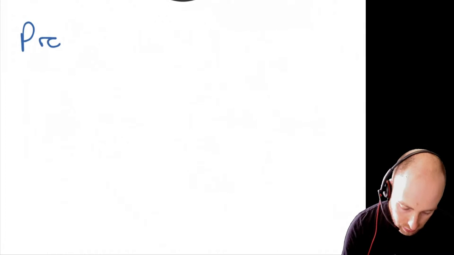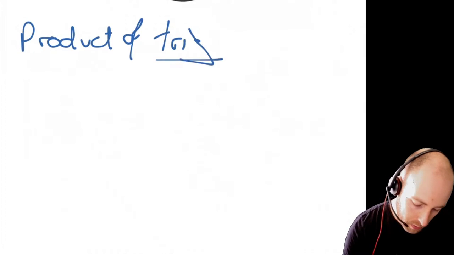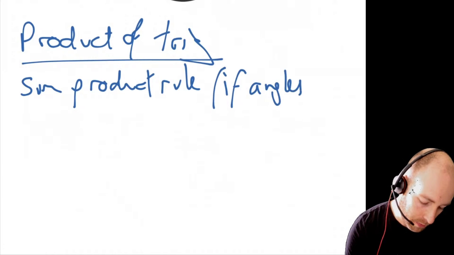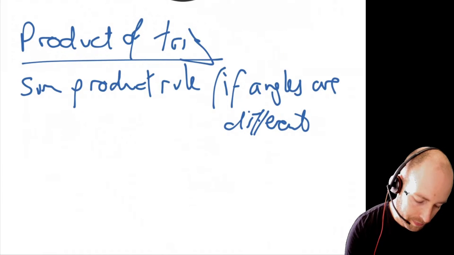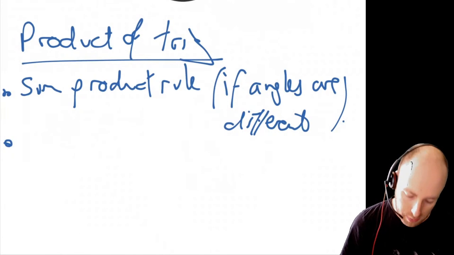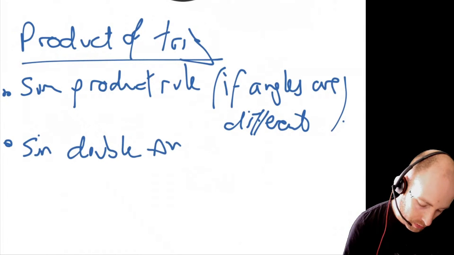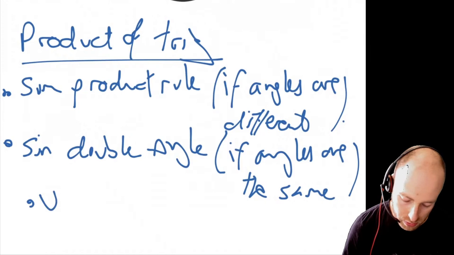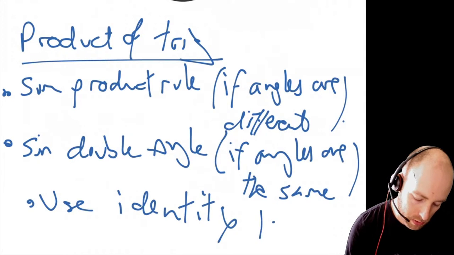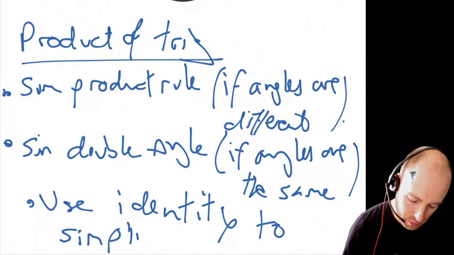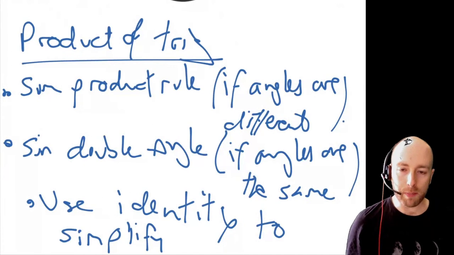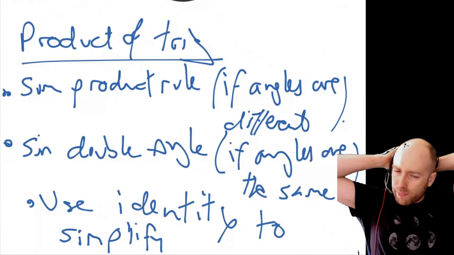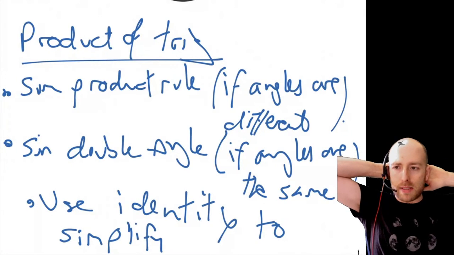So product of trig. You're either going to use the sum product rule if the angles are different. You might use the sine double angle if angles are the same, or use an identity to simplify. It's almost always the way you do it. There's a few rare cases where you could use substitution on a product of trig, but they are likely to tell you before if that's the case. So that's how we do trig types.